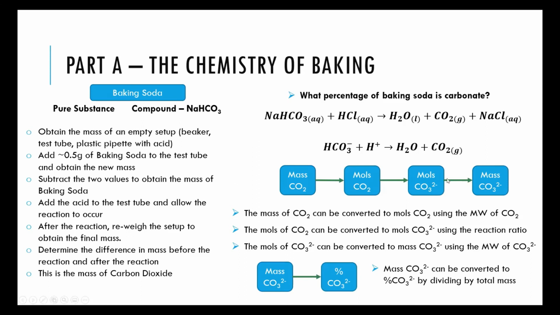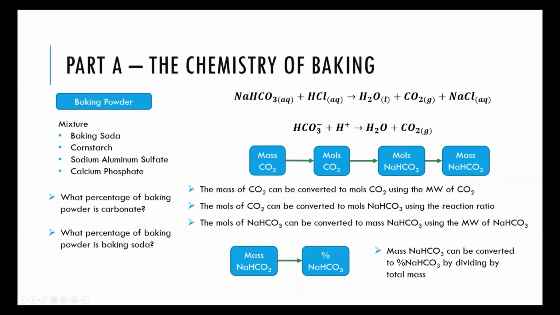Now you can convert moles of carbonate into mass of carbonate using the molecular weight of the carbonate anion. And if you know the mass of the carbonate alone and the total mass of your sample powder, you can divide the two to determine the percent carbonate in baking soda. You're also going to be doing the same thing with the baking powder.